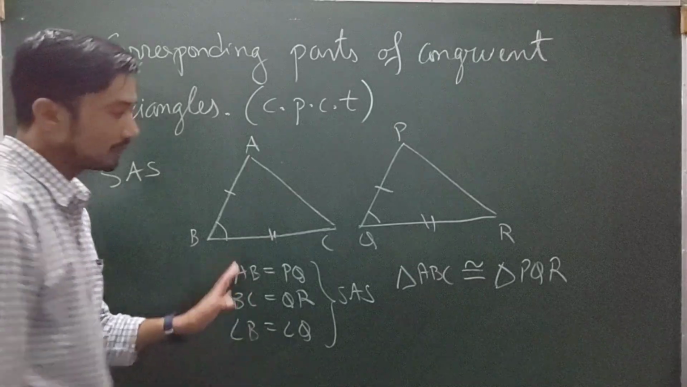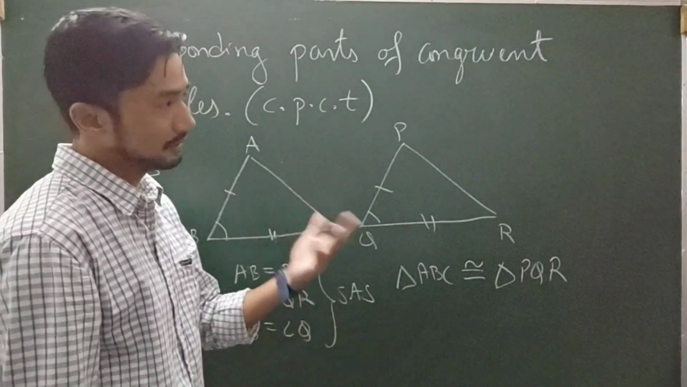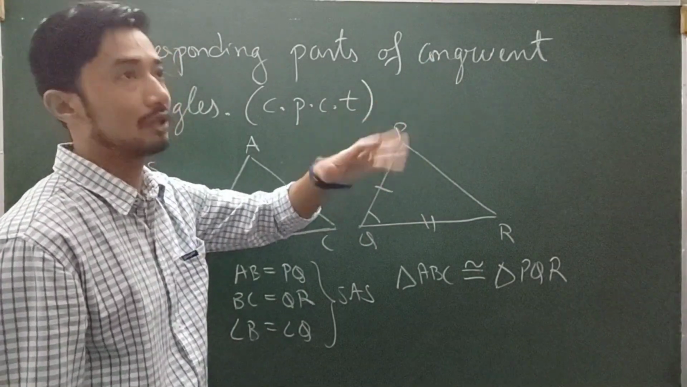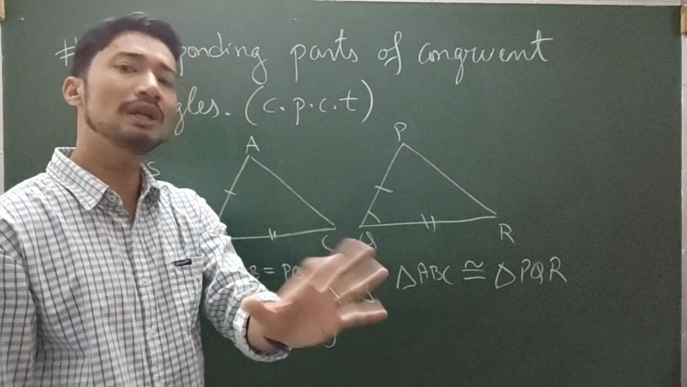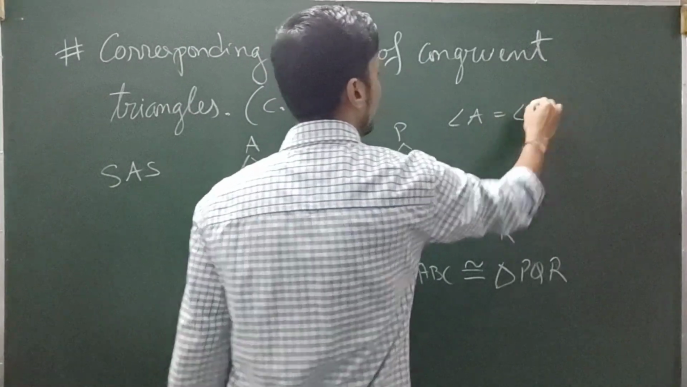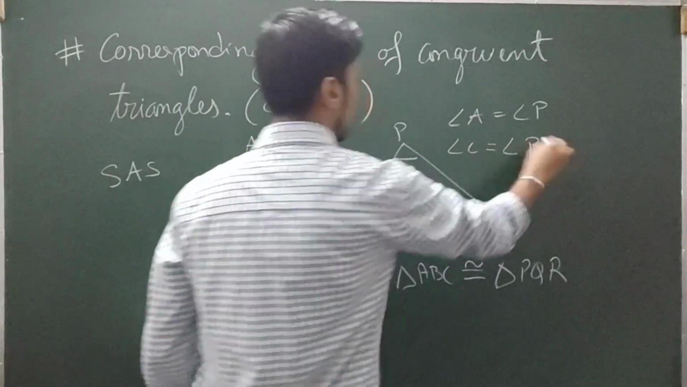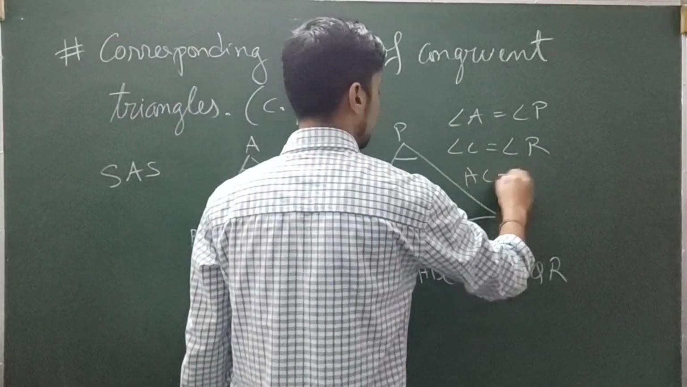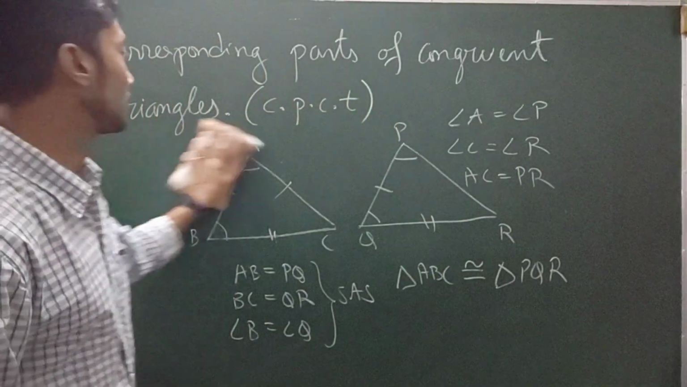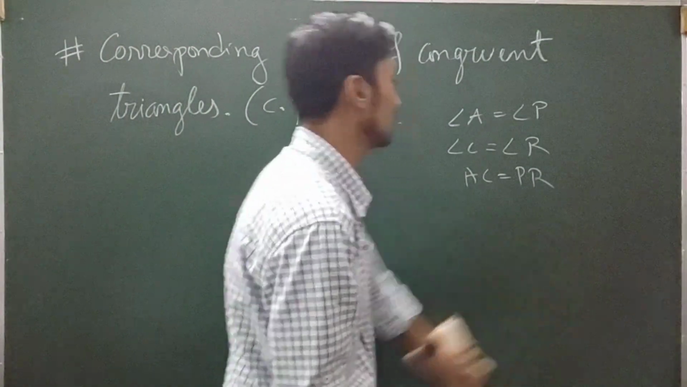Then what did I tell you? If we are able to prove that two triangles are congruent by any one of the 5 criteria, then we can proceed and say that the other left out sides and the other left out angles are also automatically equal. That is, angle A equal to angle P. We can use that result. Angle C is equal to angle R, AC is equal to PR. We can just continue and say that yes, those remaining angles, remaining sides are also equal.